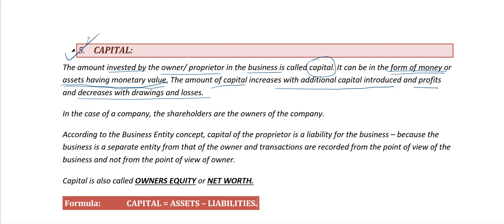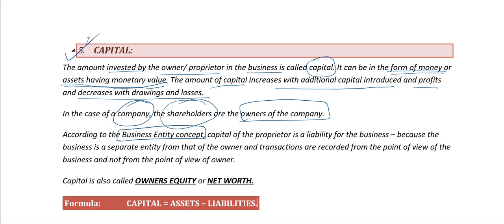Now we said the amount invested by the owner or proprietor in the business is called capital. So if the business is a company, then who are the owners of the company? They are called shareholders. So in the case of a company, the shareholders are the investors as well as the owners of the company. Now there is a concept which is called the business entity concept.